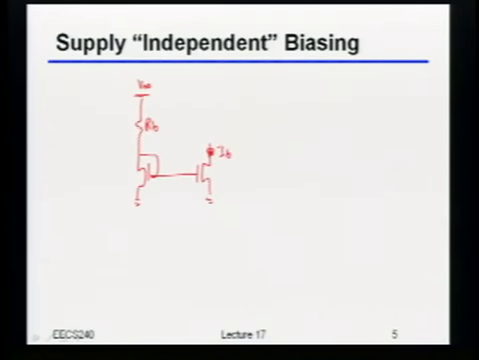Well, okay, so this doesn't really look like it's so independent of the supply voltage, right? But let's see how potentially you could do something like that. So first, just to be clear, what really does set the current in this circuit right here, just conceptually?